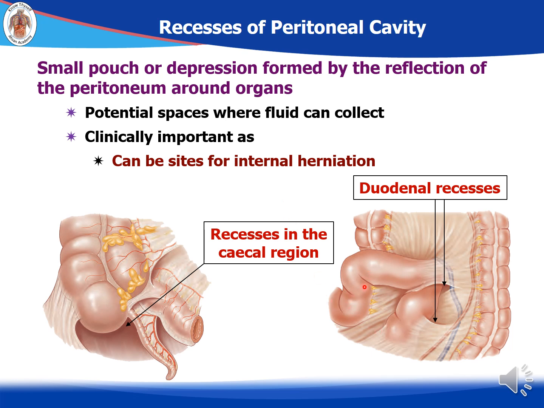These are also possible sites of internal hernia of the organs. This is the jejunum that can be trapped within this cavity, and this is known as an internal hernia, because anything protruded through a weakness of the wall is known as a hernia. So an internal hernia can also occur through these spaces.